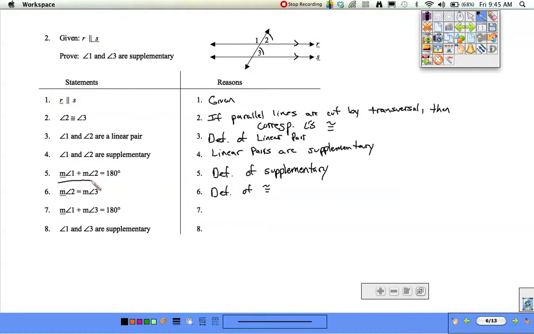In statement number 5, I show that the measure of 1 plus the measure of 2 is 180. In statement number 7, it changed to the measure of 1 plus the measure of 3 is equal to 180. What happened? Angle 2 was replaced by angle 3 in statement number 5. Because angle 2 and angle 3 are the same, so we make a substitution. So we can write a new statement that says 1 and 3 must also add up to 180 degrees. Substitution.